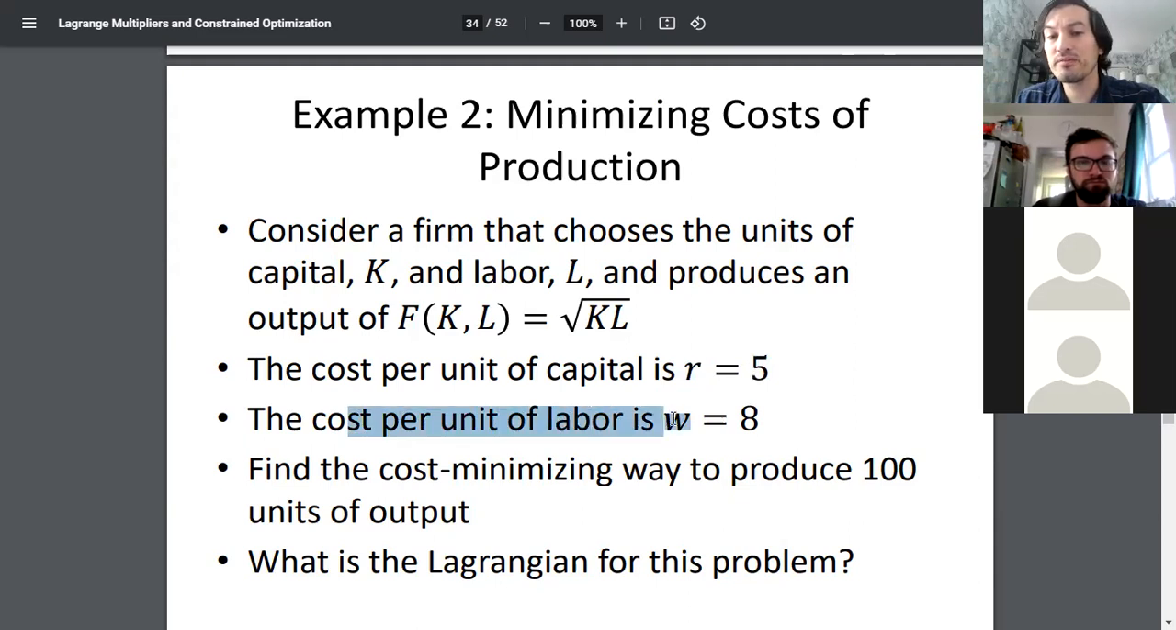What about the cost per unit of labor? This one makes sense. It's W for wage, right? You have to pay people per unit of labor. There's a certain wage you have to pay them. That makes sense.